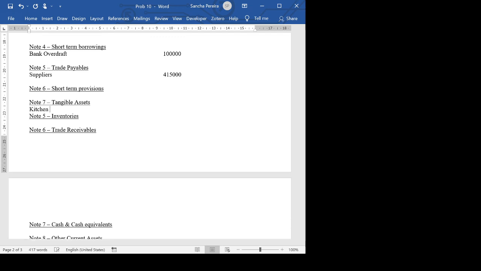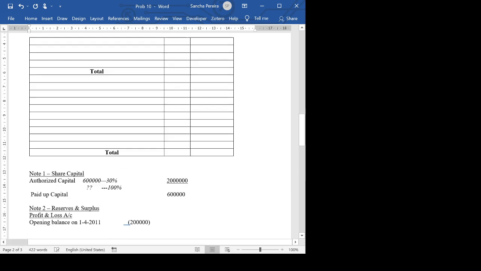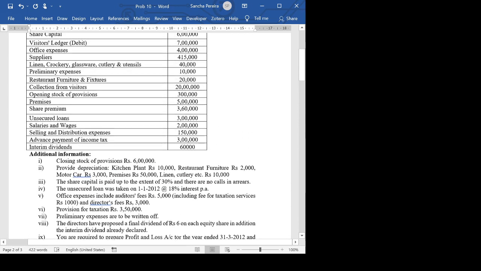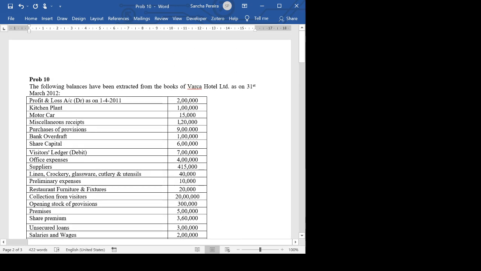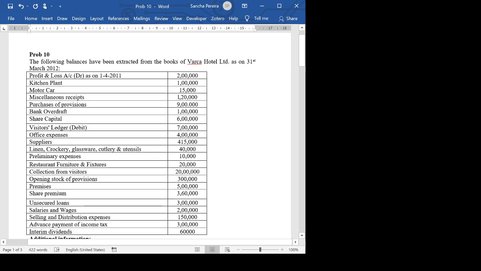Kitchen plant 1 lakh, less depreciation. Then there is motor car, 15,000. You can write the depreciation also now. It's up to you what you're comfortable with. You can do the adjustments also as and when you see the relevant item. I'll just take these and then we can go to the adjustments. Linen, crockery, glassware will come under other current assets, not under fixed assets.